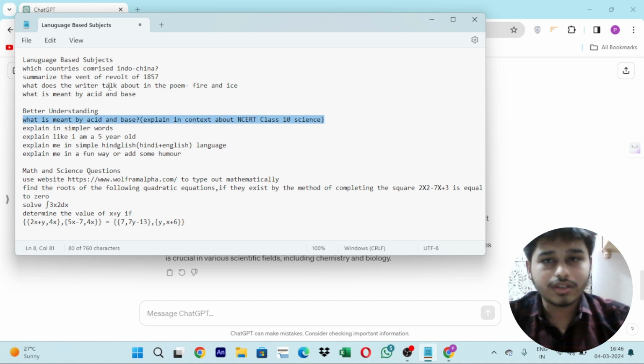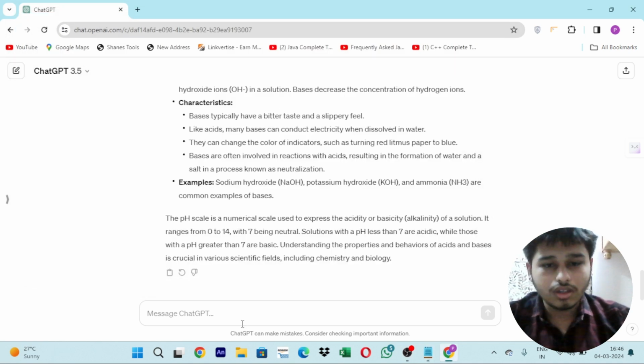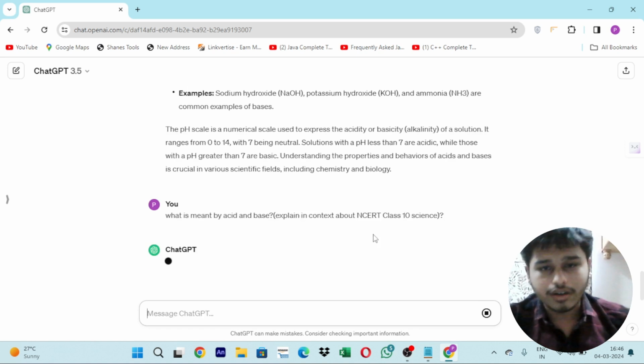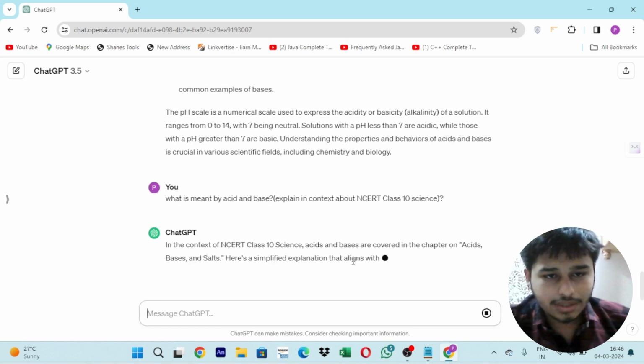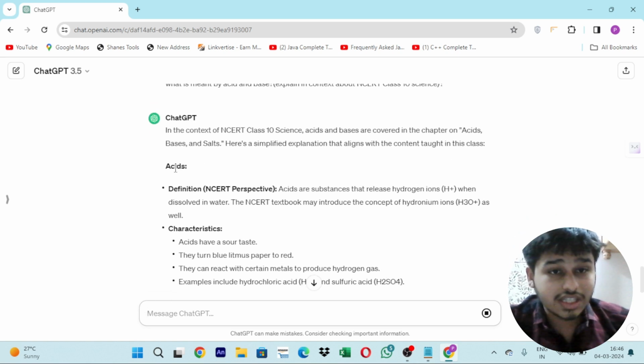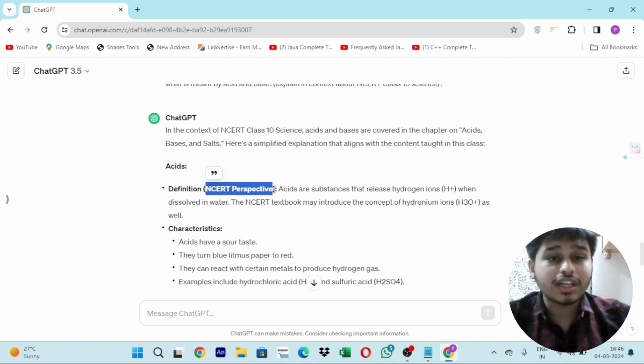I will just copy this prompt and paste it in ChatGPT to see the results. Okay, I will just copy it and paste it over here. Click enter. Now see, ChatGPT is giving us the definition of acid, but what changes are there over here? The NCERT perspective. From the perspective of the NCERT textbook, ChatGPT is giving us the definition of acids.